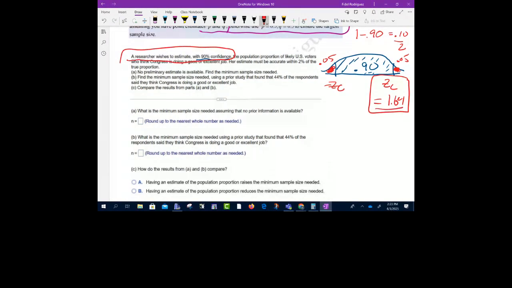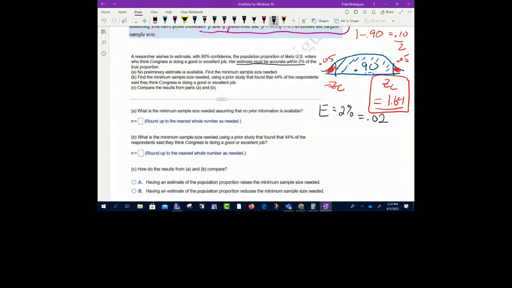Okay. It says the population proportion of likely U.S. voters who think Congress is doing a good or excellent job. Her estimate must be within 2% of the true proportion. Okay, so the next thing, y'all, this part right here, the estimate, that is telling me my error. 2%, y'all, is the same thing as 0.02 as a decimal, okay?